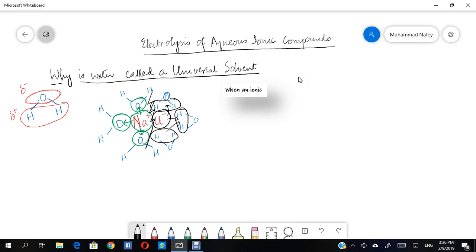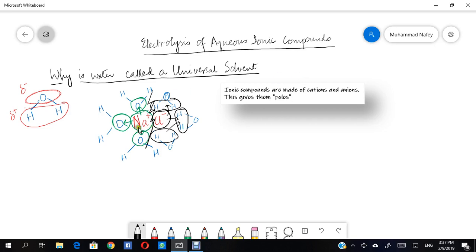When an ionic compound is added to water, before that, let's discuss the property of water and the ionic compound as well. Ionic compounds are made of cations and anions. This gives them poles, that is one positive pole here and one negative pole.